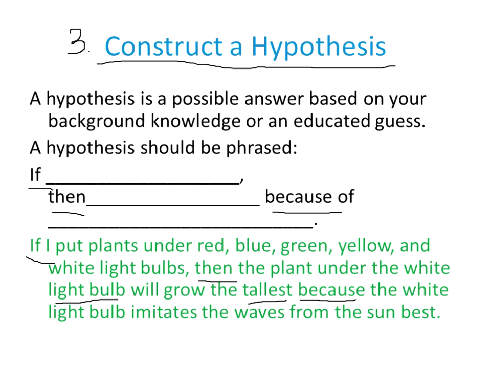Usually, when they do the if, they add the independent variables here, which we'll talk about what those are in a second. And then they're going to choose what they think is the answer with then. The white light bulb will grow the tallest. And then the because part is usually explaining why they think it's going to grow the tallest. So that's a good way to think about it.